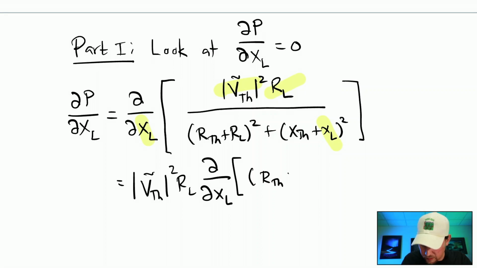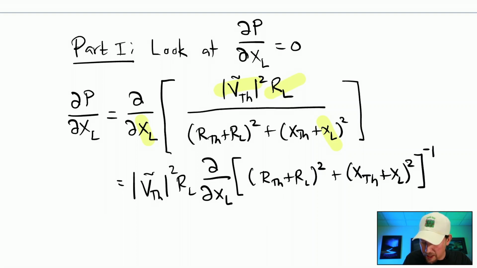Thevenin resistance plus load resistance quantity squared, Thevenin reactance plus load reactance quantity squared. And this whole thing is being raised to the -1 because the whole thing was in the denominator. So notice that I can actually use the chain rule here.